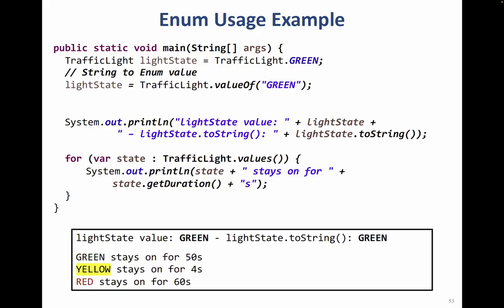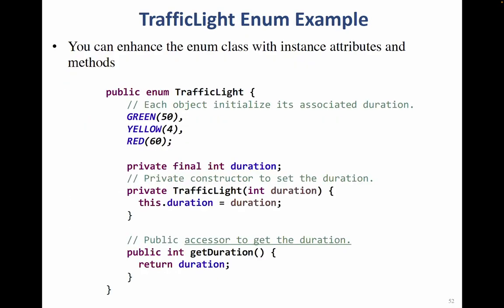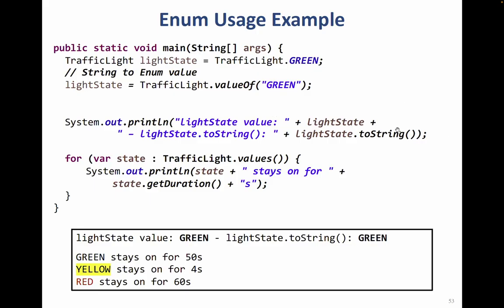Victor, is values a built-in function? We are not implementing it, but yes, Java provides it for us. So values, we didn't implement it there, but it is there. We also have this toString function. I will talk about why we have the toString function. It is related to inheritance, by the way. So they are not implemented, but we do have them coming from inheritance.